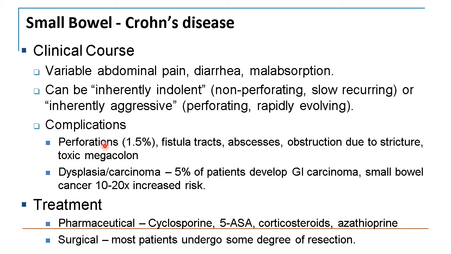Crohn's disease can be complicated by, as we said, perforations in 1 to 5% of cases, fistula tracts, abscesses, obstruction due to stricture, and toxic megacolon, which commonly leads to death. Importantly, Crohn's disease can be complicated by dysplasia or carcinoma in 5% of patients. They will develop carcinoma. Small bowel cancer in Crohn's disease carries a 10 to 20 times increased risk.